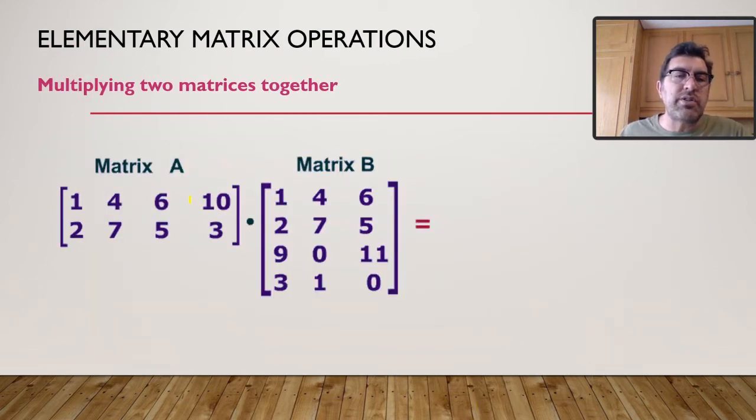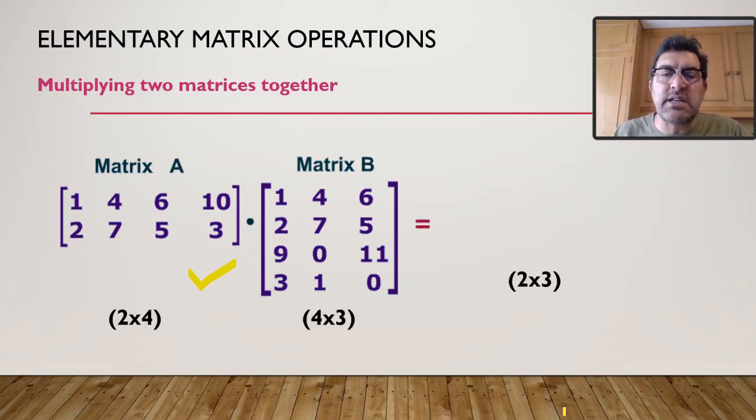There's 1, 2, 3, 4 columns, 1, 2, 3, 4 rows. So definitely we can continue. Now let's just check. Entry number 1 in this matrix is row 1 multiplied with column 1. So it's 1 times 1 plus 4 times 2 plus 6 times 9, plus 10 times 3. And that will bring you to your first entry.